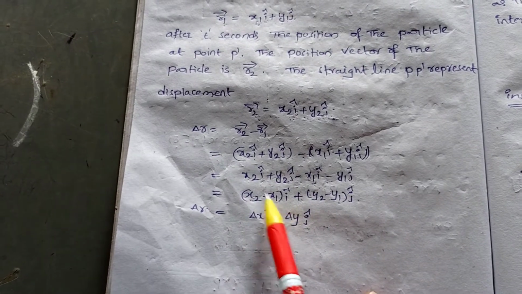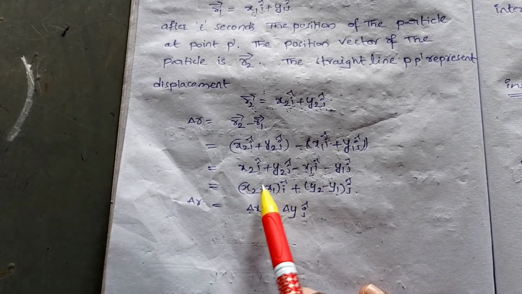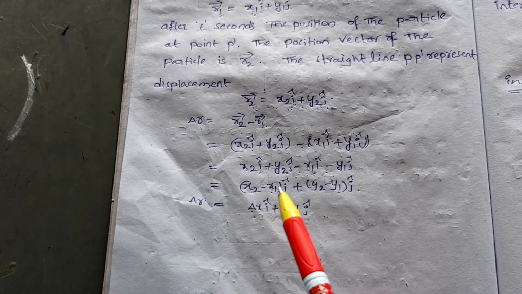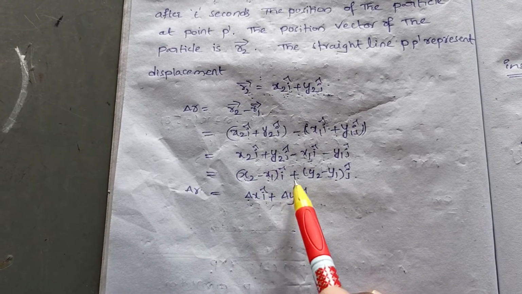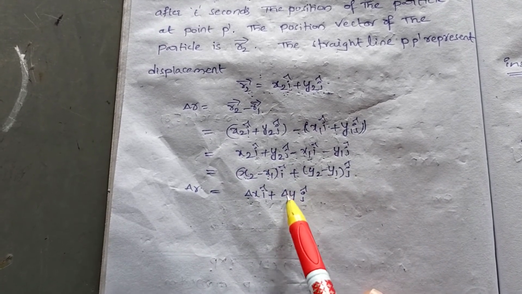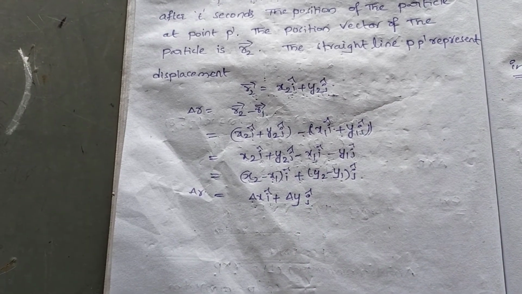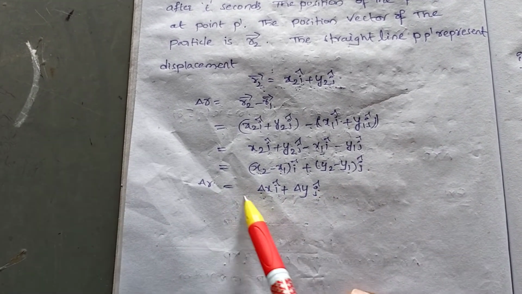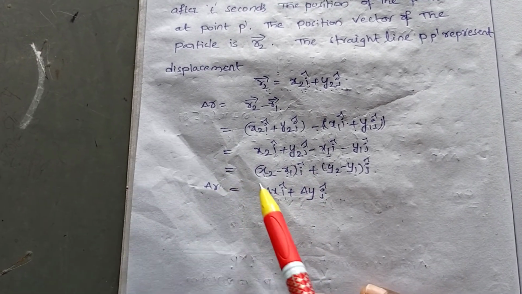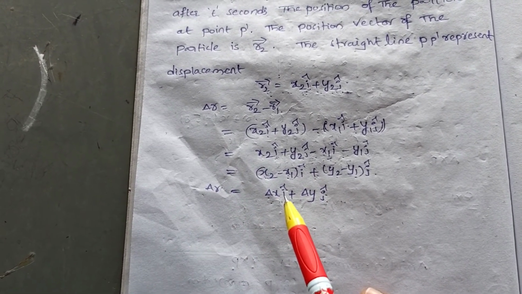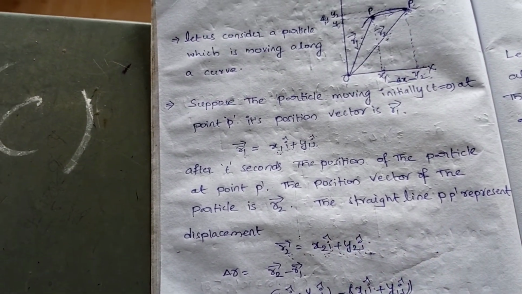So x2 minus x1, we can write this as delta x, the change in x, delta x into i cap plus y2 minus y1, we can represent this as delta y into j cap. Delta r is equal to delta x i cap plus delta y j cap. So this is the displacement of a particle which is moving in a plane. Okay, thank you.